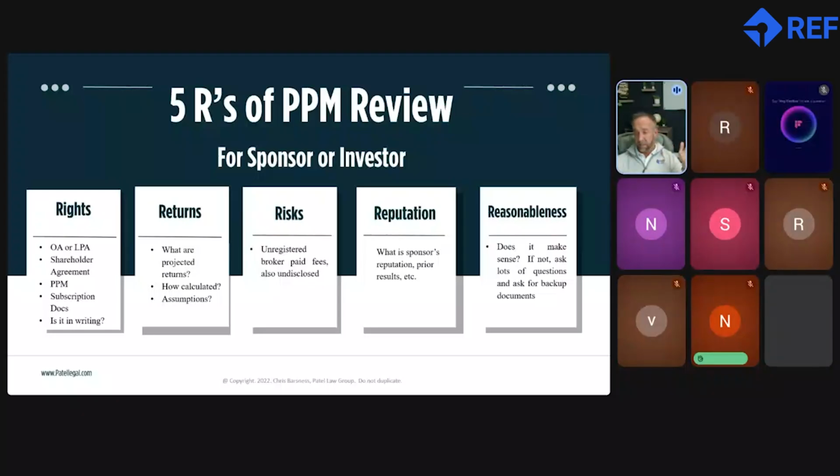Reputation, what is the sponsor's prior reputation, prior results? Obviously, past performance is not a guarantee of future performance, but do a little research on the reputation of the people involved. Reasonableness, this is the biggest one that I always tell people as investors, especially. If it sounds too good to be true, don't do it. Whether you're investing in a deal that sounds too good to be true, or you're trying to put together a deal and your returns are just astronomical, they don't make any sense, that's a red flag.